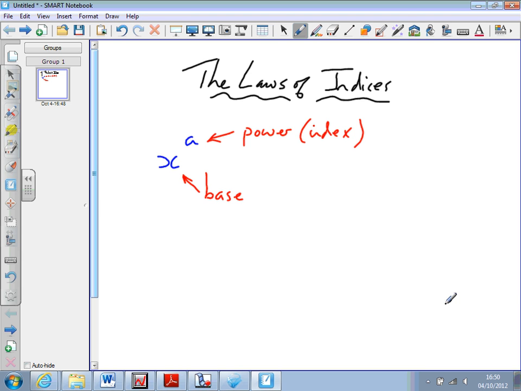So, for example, 3 to the power 4 would be base 3, power 4. And that, of course, means 3 times 3 times 3 times 3. We know that, I hope. Okay? So if I raise things to a power, it just means I'm multiplying it by itself, 4 times in this particular example.